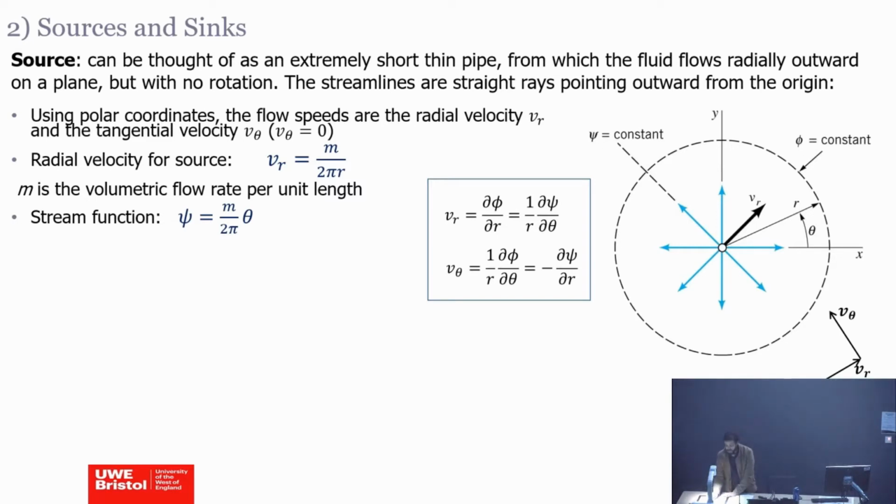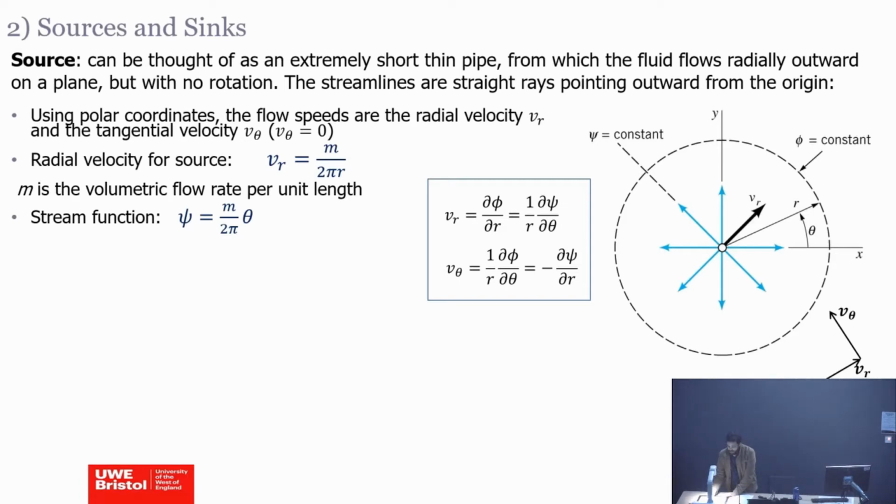All we need to do now is substitute for VR with m over 2 pi r. So m over 2 pi r equals 1 over r d psi d theta. What's the first thing we can cancel out? The r's, yeah. So the r goes, we don't need it. So we have m over 2 pi equals d psi d theta. Again we do exactly like before. Leave the psi on one side, get the theta to the other side. So we can say d psi equals m over 2 pi times d theta.